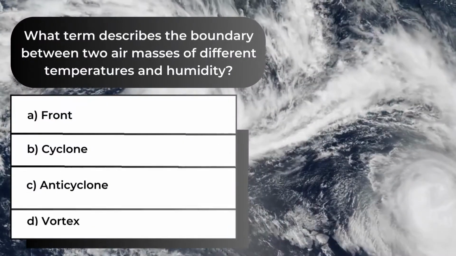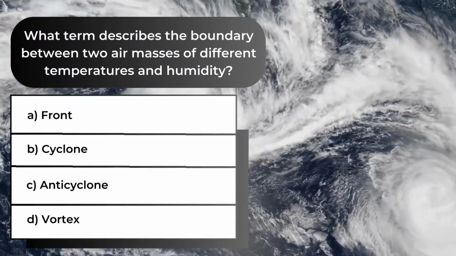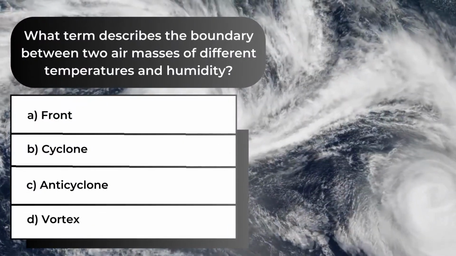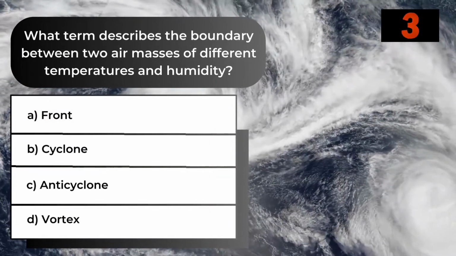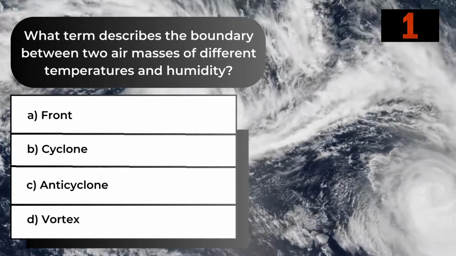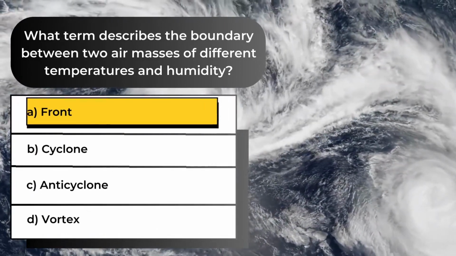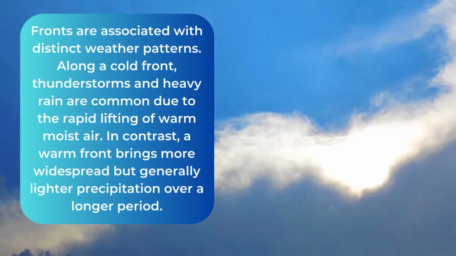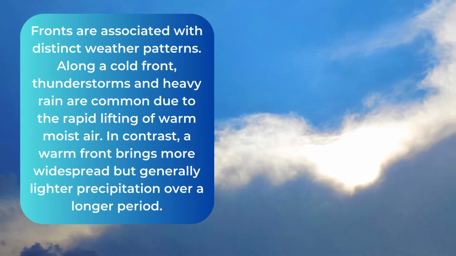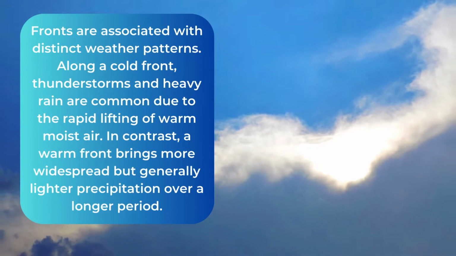What term describes the boundary between two air masses of different temperatures and humidity? The answer is A. Front. Fronts are associated with distinct weather patterns. Along a cold front, thunderstorms and heavy rain are common due to the rapid lifting of warm, moist air. In contrast, a warm front brings more widespread but generally lighter precipitation over a longer period.